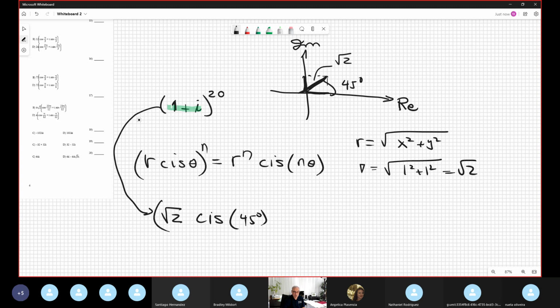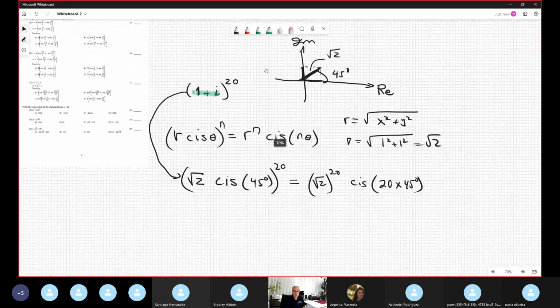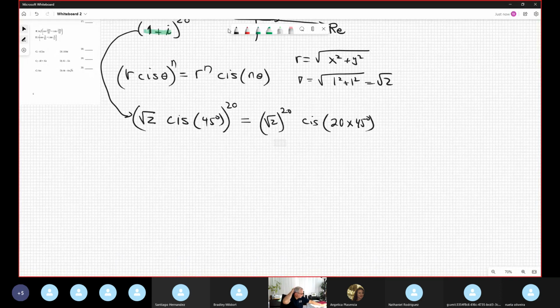Okay, so the formula: I need to raise to the 20 power. And the formula says it is radical 2 raised to the 20 power, cosine I sine, and multiplication 20 times 45 degrees. So far it's clear? Yes. Okay, so now I copy separately the arithmetic part. Radical 2 raised to the 20 power, wow, I have no idea.